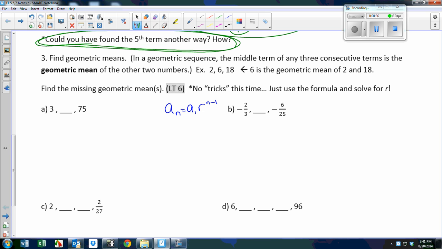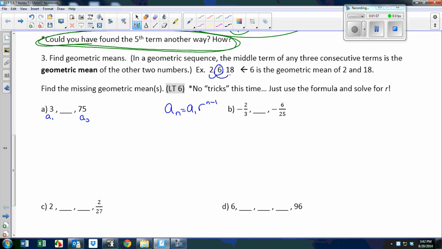Geometric mean is the term in the middle, so the example up here, 6, the term in the middle of 2 and 18 that makes the pattern geometric, times 3 times 3, so 6 makes that pattern a geometric pattern. So in example A, we're looking for the number in the middle here that would make 3, blank, 75 become a geometric pattern.